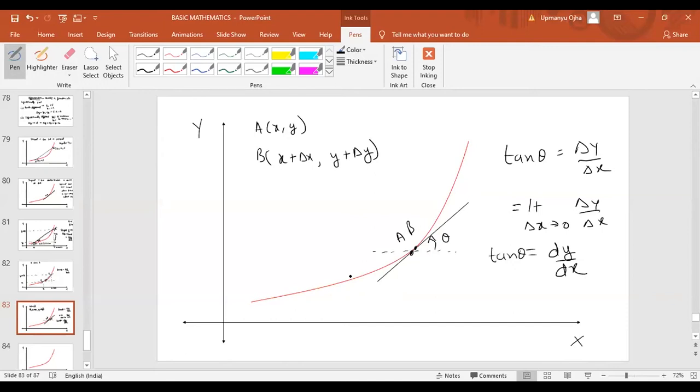Now again, if I have to find the slope of this tangent, then again tan theta will be equal to delta y by delta x. Now here delta x is very, very less, or we can say delta x is almost equal to 0. When this condition arrives, if you remember, it becomes an infinitely small difference. When it is an infinitely small difference, then delta is converted into derivative. So tan theta is the derivative of y with respect to x.